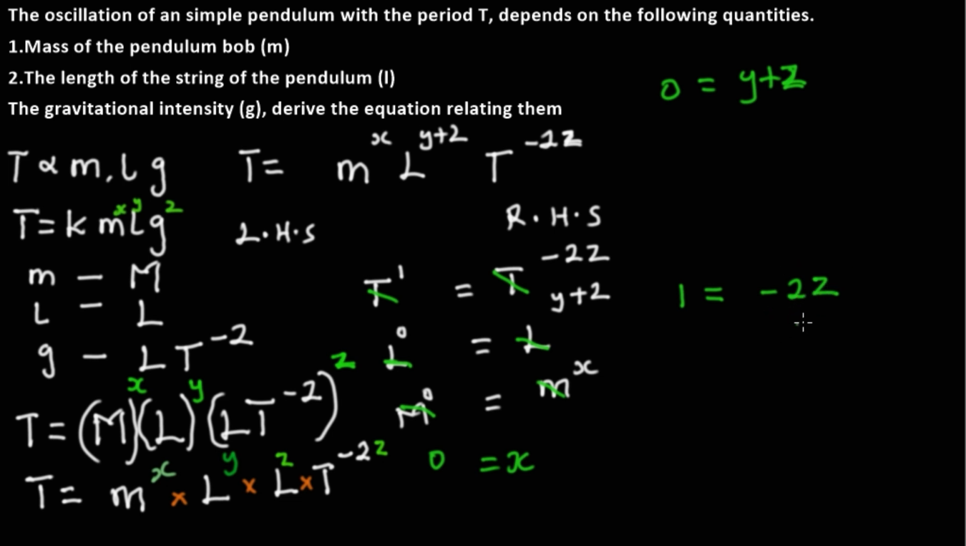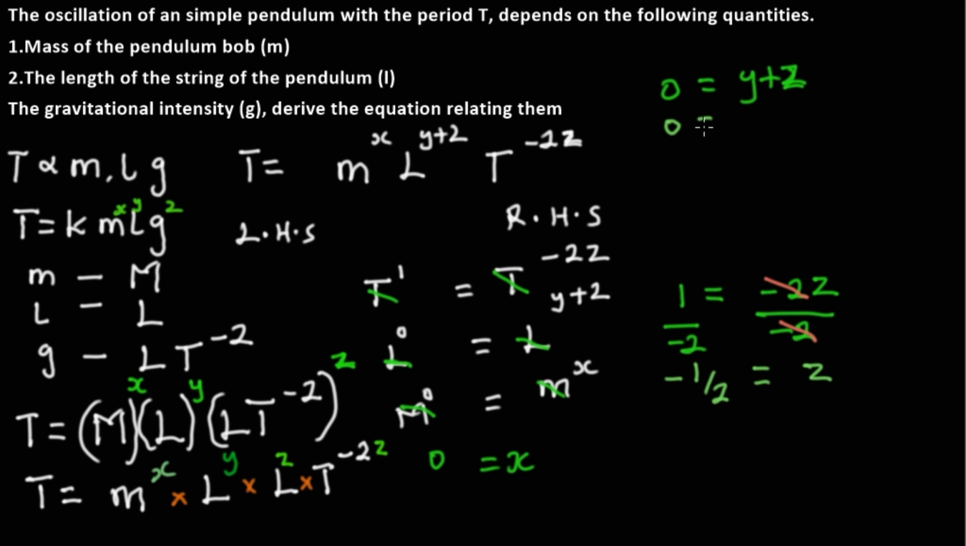Okay, now we want to make z stand alone. We divide through by minus 2, and on dividing, we get that z becomes minus 1 over 2. Now you recall, z is now minus 1 over 2. Since z is minus 1 over 2, we get back to this equation.